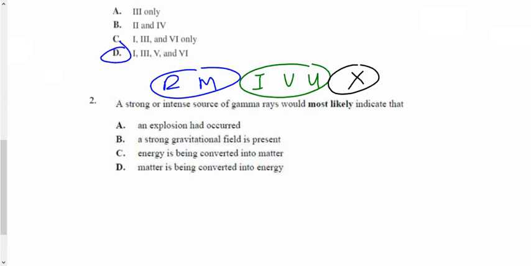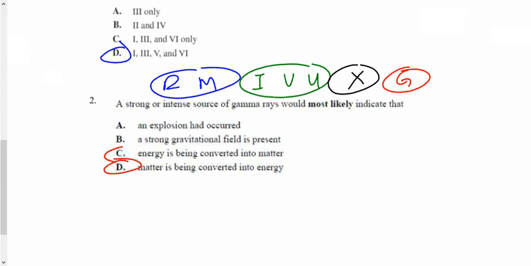And then finally we have gamma rays. We said that they were produced by nuclear decay. I don't see that anywhere. What's the same thing as nuclear decay, or what happens in nuclear decay? Yeah, it's matter being converted to energy. So the answer is D for that one.